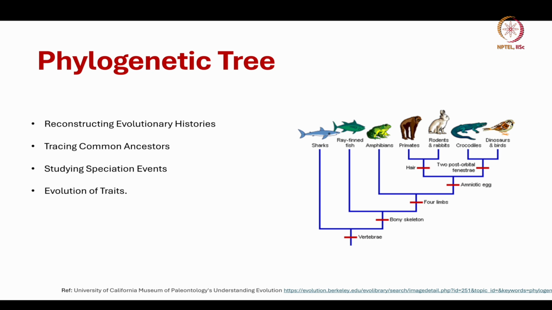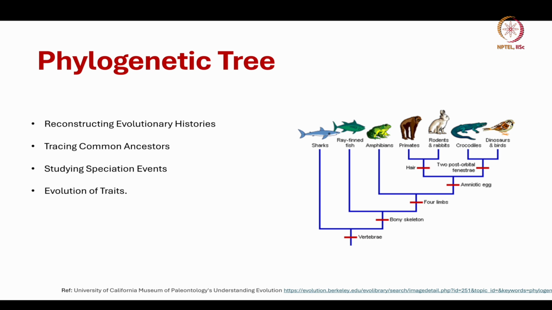Not just speciation events, it also helps us understand the evolution of traits. For example, around what time, after what adaptations, bipedalism occurred in humans or flight occurred in birds. So these are sort of things that can be inferred from a phylogenetic tree. So yeah, that was it about phylogenetic trees.